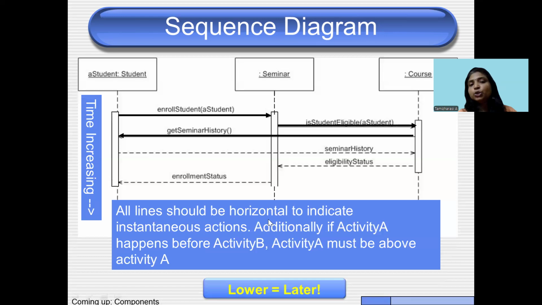All the lines should be horizontal to indicate instantaneous actions. Additionally, if activity A happens before activity B, then activity A must be above activity B. This is the time increasing order. You put the first one first, followed by the second, then the third, then the fourth. That is how the activities should be represented.